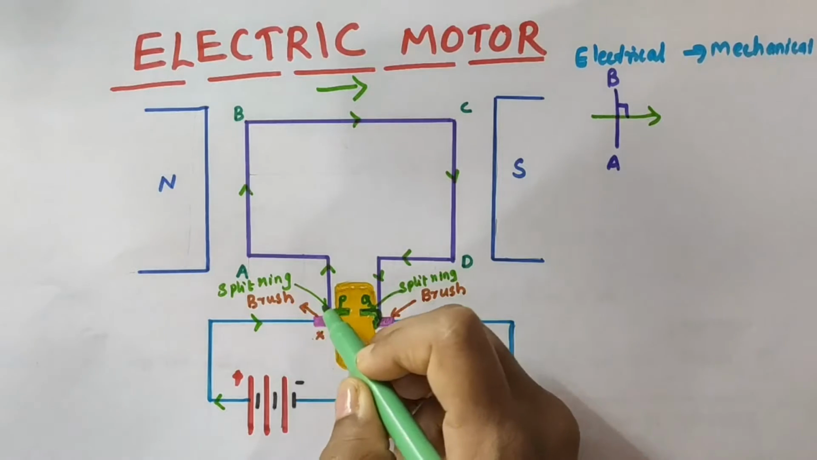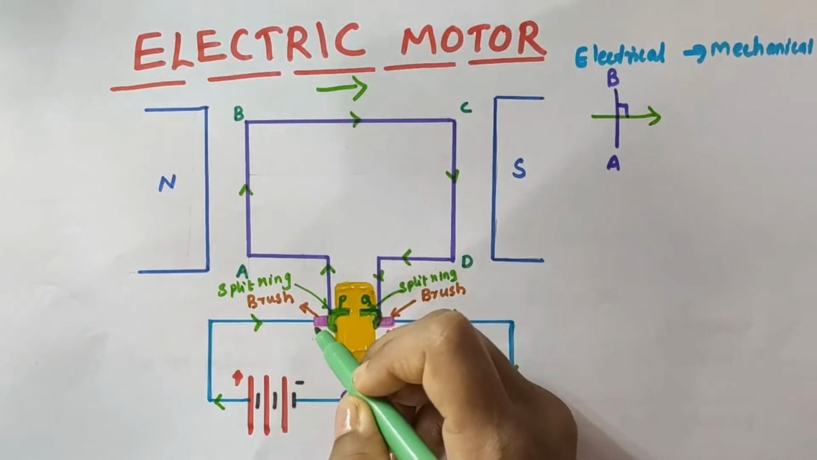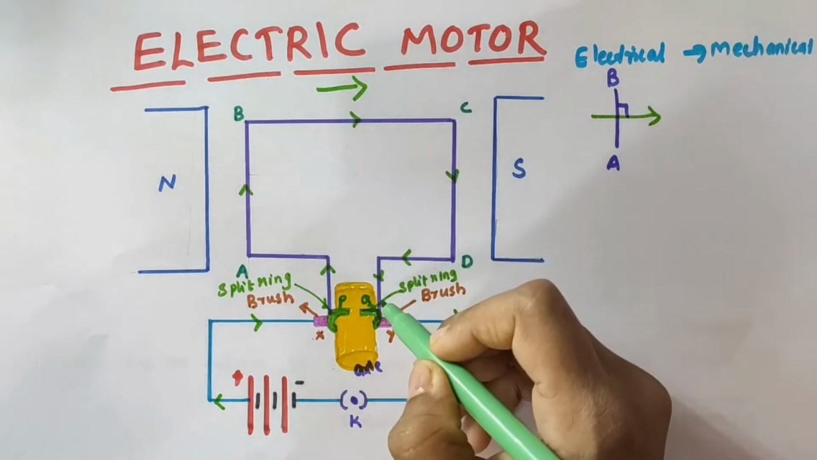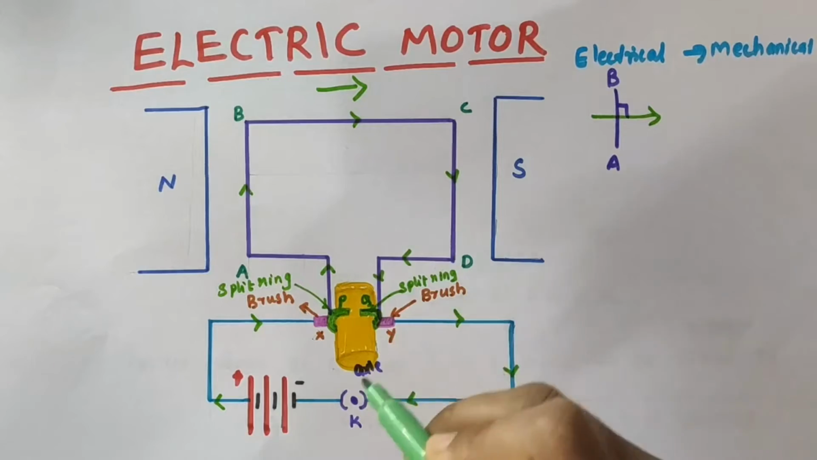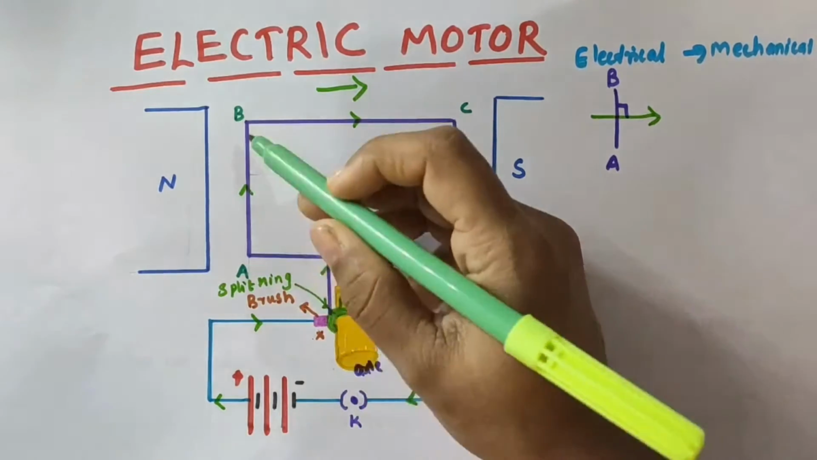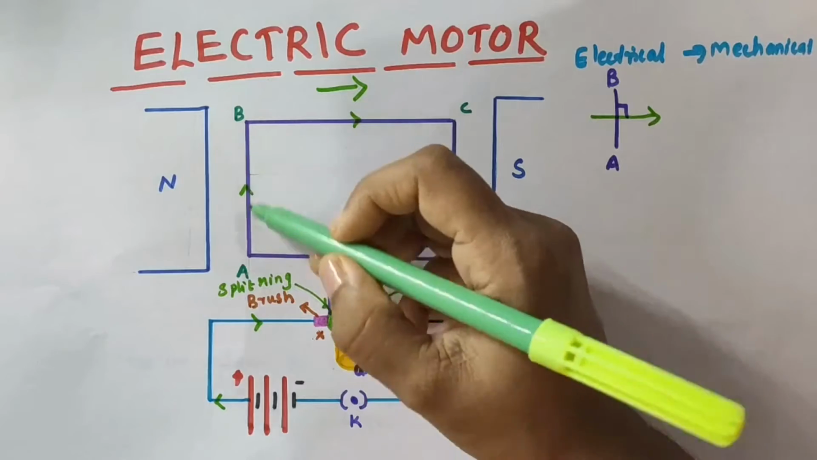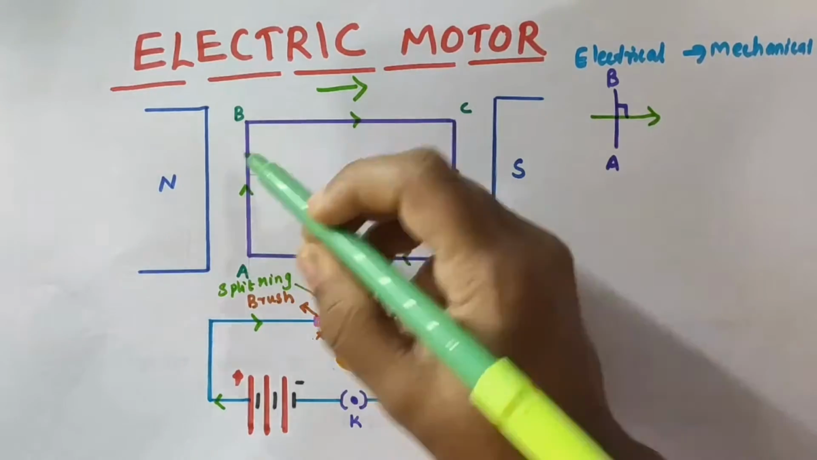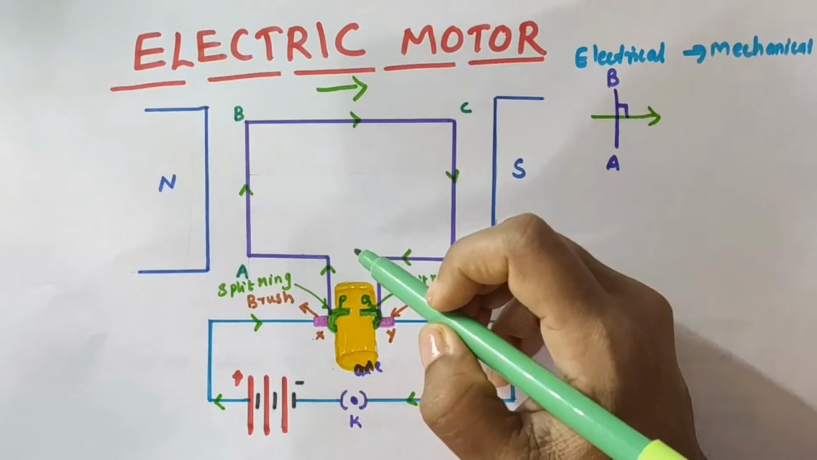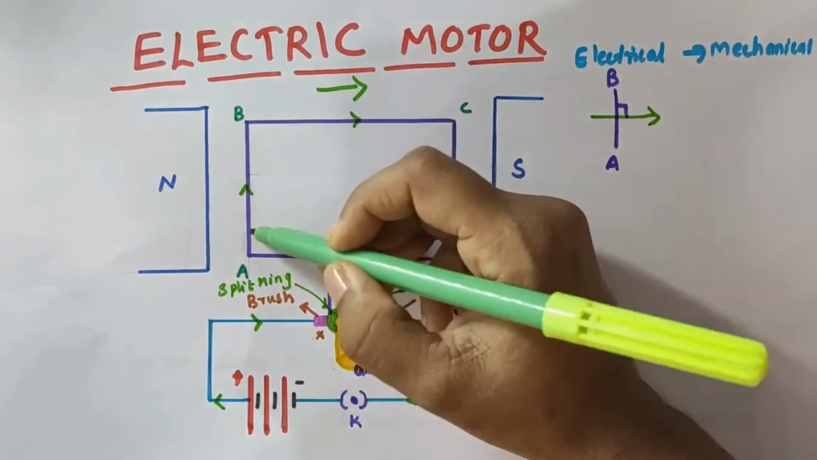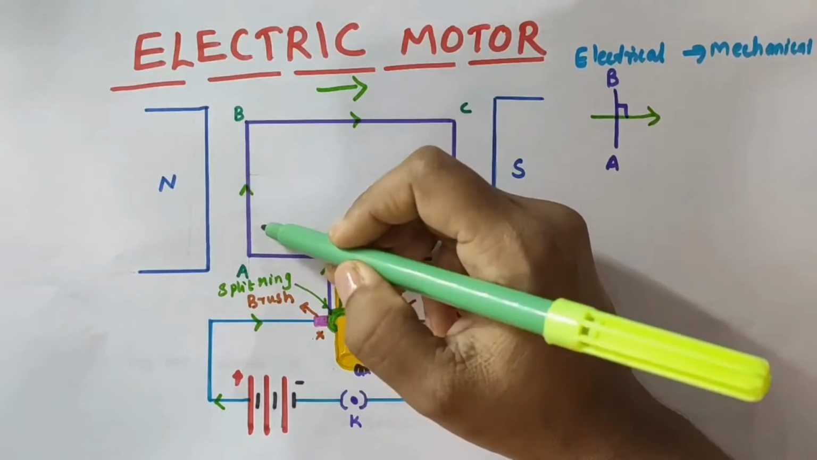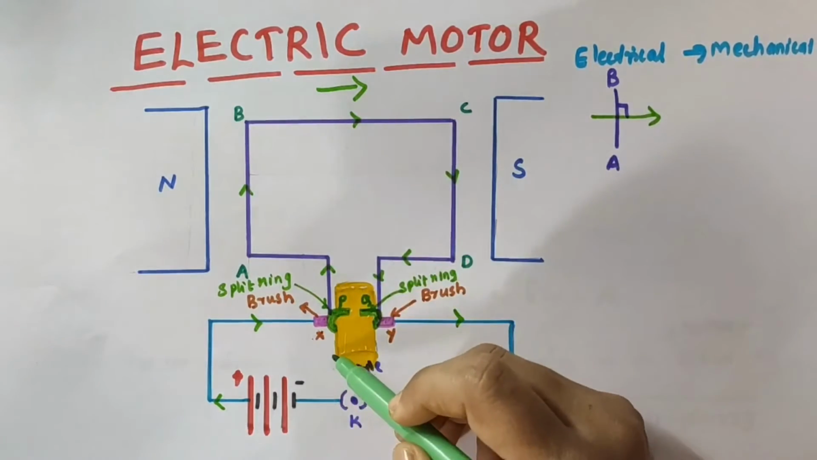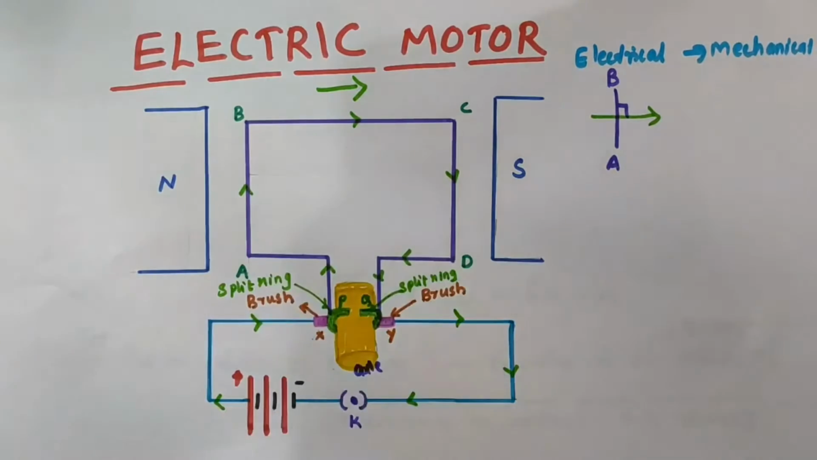You can see the current enters the coil through the brush X here, and comes out through the brush Y. Consider the arm AB. It is like a straight conductor carrying current. Okay, in this wire, what is the direction of the force? If we consider only AB, you can use Fleming's left hand rule.